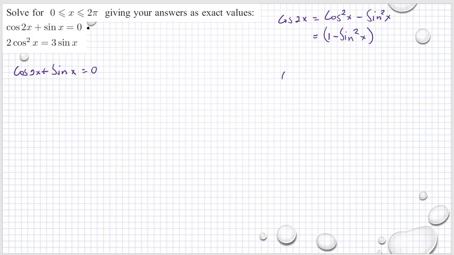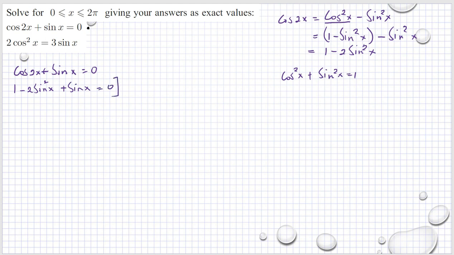I hope you remember that cosine squared x plus sine squared x is equal to 1. That is where I got this: minus sine squared x. Then we have 1 minus 2 sine squared x. So if we substitute now for cosine 2x, then we have 1 minus 2 sine squared x, plus sine x is equal to 0.